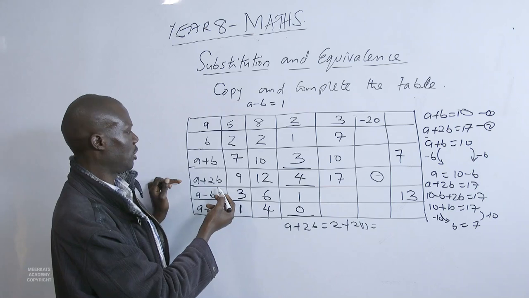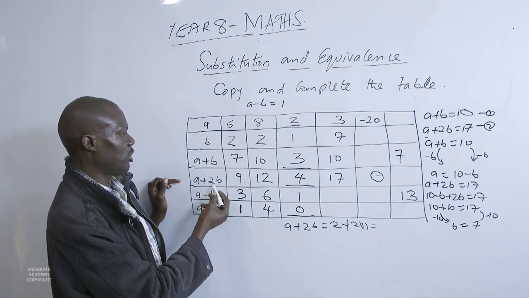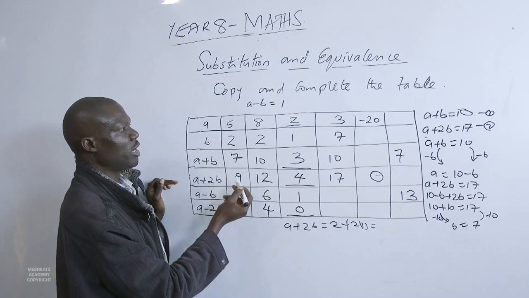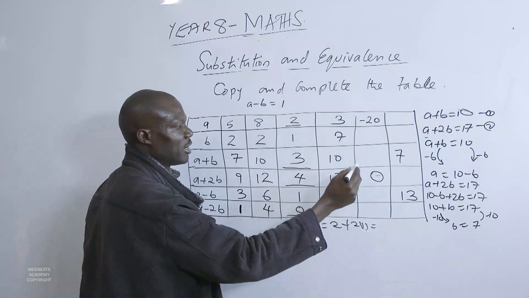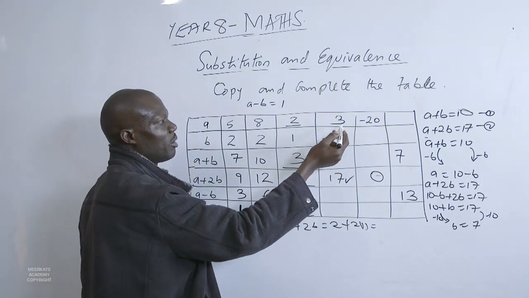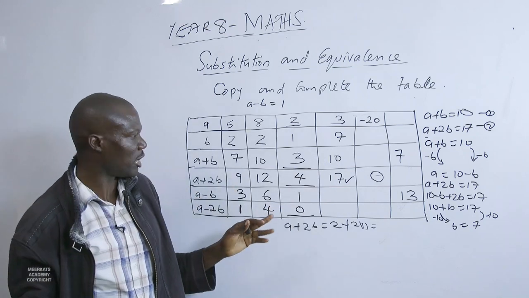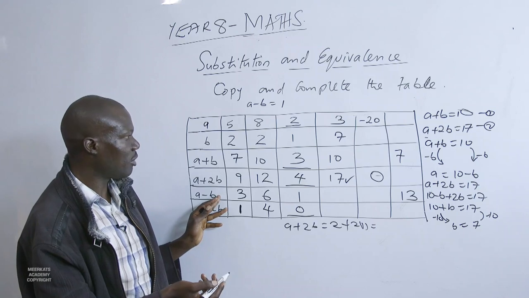Is it true that A plus 2B is equal to 17? 2B is 2 times 7, which is 14. 14 plus 3 is 17. That's correct. A plus B is simply 3 plus 7, which is 10. That's correct. So we move ahead and look at the other part down here.